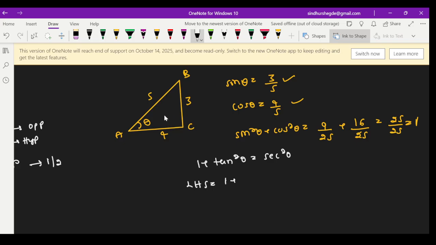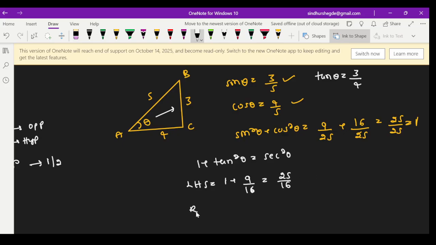The value of tan theta is perpendicular side by base, so 3 by 4. Tan square theta will be 9 by 16. In case you forget the value of tan theta, it is sin theta by cos theta, so 3 by 5 by 4 by 5. The 5s get cancelled and you are left with 3 by 4. So tan theta is 3 by 4. Tan square theta is 3 by 4 whole square, so 9 by 16. So 1 plus 9 by 16 is nothing but 25 by 16.